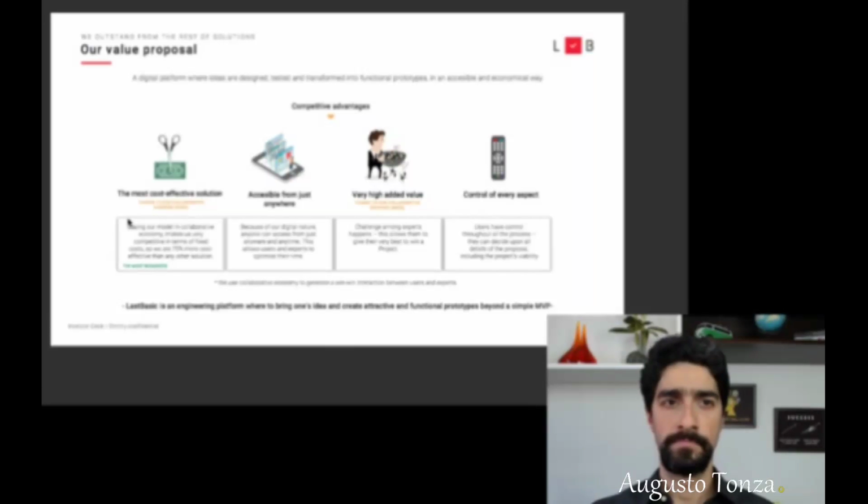There's a very high added value because there's a big community of experts from around the world, which brings that added value. And at the end, the user or the client has got control of the development of his idea into a product from beginning to end. So at all moments, he or she can decide when to continue, when to stop, who to work with, and so on. So there's complete control.